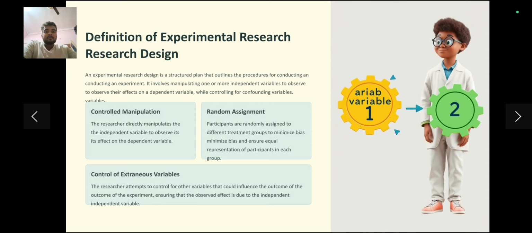Controlled manipulation. The researcher directly manipulates the independent variable to observe its effect on a dependent variable. Random assignment. Participants are randomly assigned to different treatment groups to minimize bias and ensure equal representation of participants in each group. Control of extraneous variables. The researcher attempts to control the other variables that could influence the outcome of the experiment, ensuring that the observed effect is due to the independent variable.